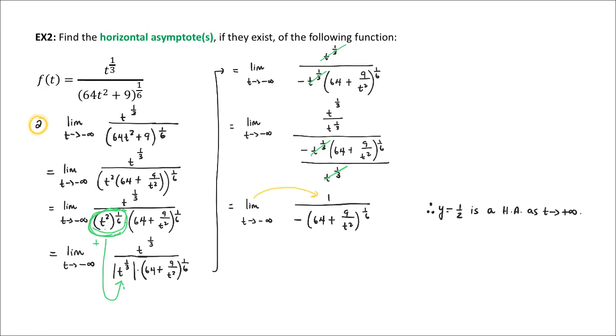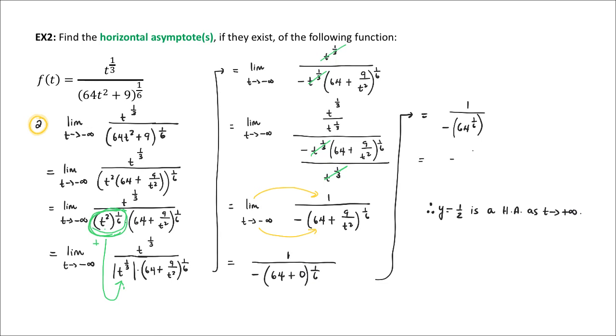Now I will skip the step where I write the limit on top and the limit below. Hopefully by now we're getting the hang of these things. And the limit of the numerator is going to be equal to 1. The limit of the denominator will be equal to 64 plus 0 to the 1/6. So all this will be equal to 1 over negative 64 to the 1/6, which is going to be equal to negative 1/2. And negative 1/2 is another fixed real number. So then that means that we have another horizontal asymptote. So therefore, y equals negative 1/2 is a horizontal asymptote of f of t when t approaches negative infinity.